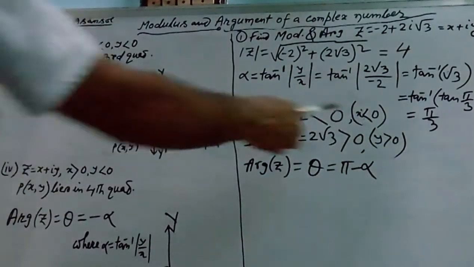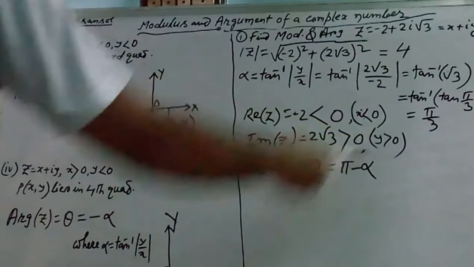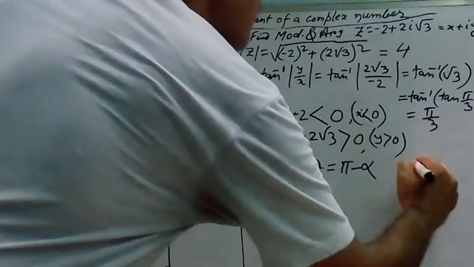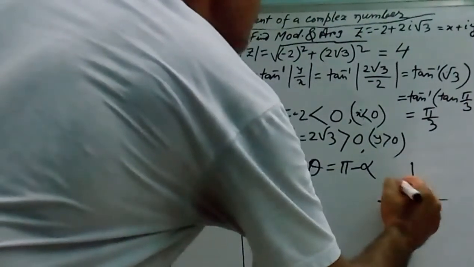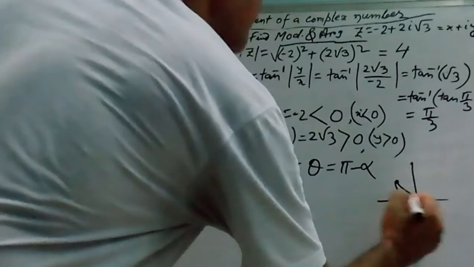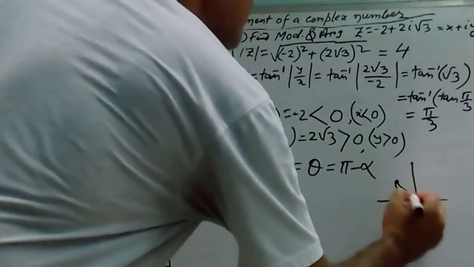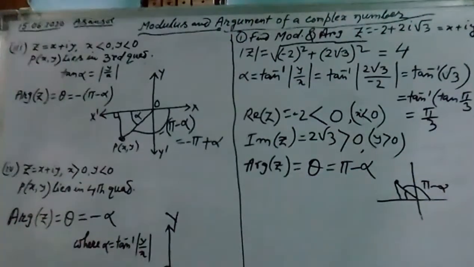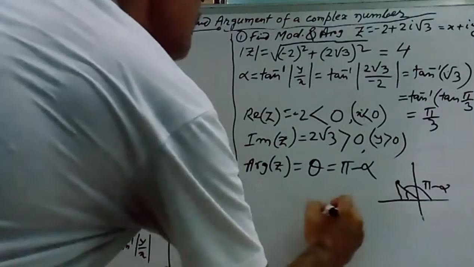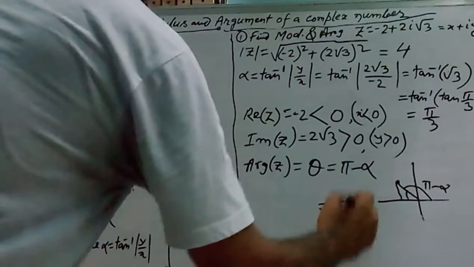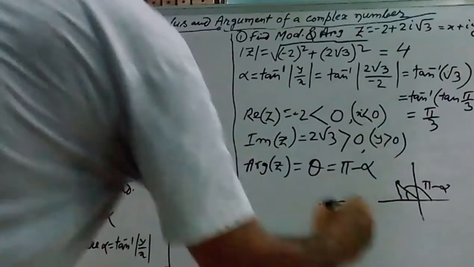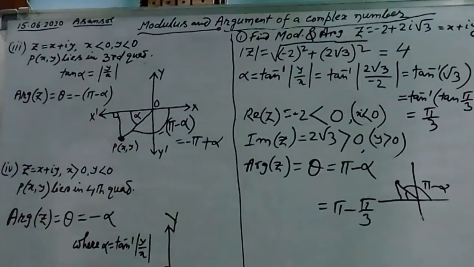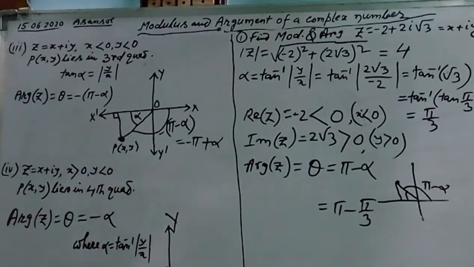In which quadrant does it lie? X negative and y positive, the point will lie here. This is alpha, so this will be pi minus alpha. So theta is equal to pi minus alpha, and we got alpha is equal to pi over 3. If we simplify pi minus pi by 3, we will get 2 pi by 3.